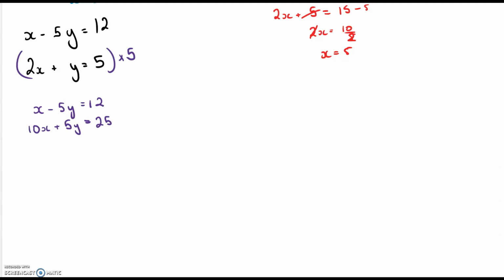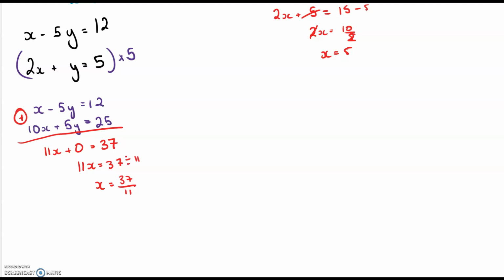So in this case, I'm going to add these equations together because I know -5 plus 5 is going to give me 0. Okay, so here I've got x plus 10x, well that's 11x, minus 5y plus 5y is 0. Okay, and 12 plus 25, that gives me 37. Okay, so 11x equals 37, and x equals 37 over 11. Okay, because I'm going to divide that by 11.